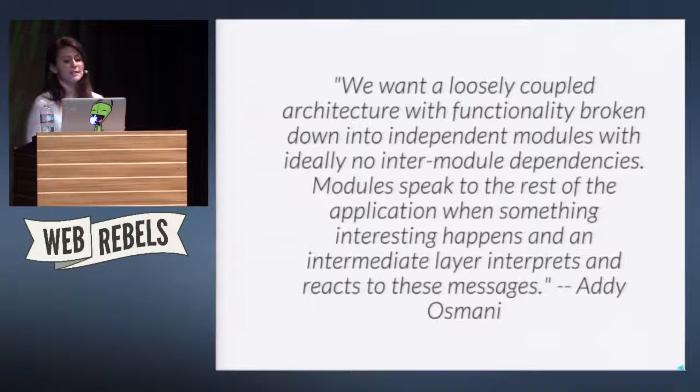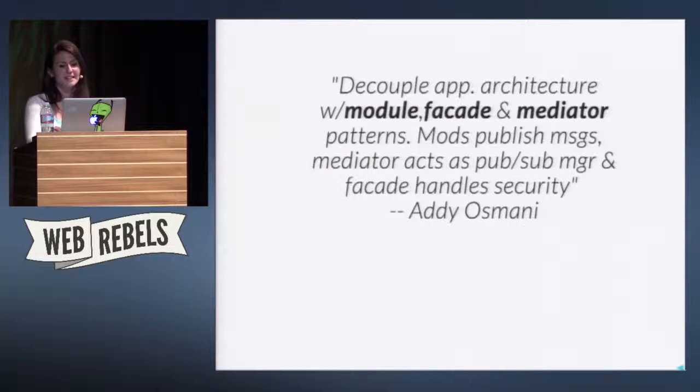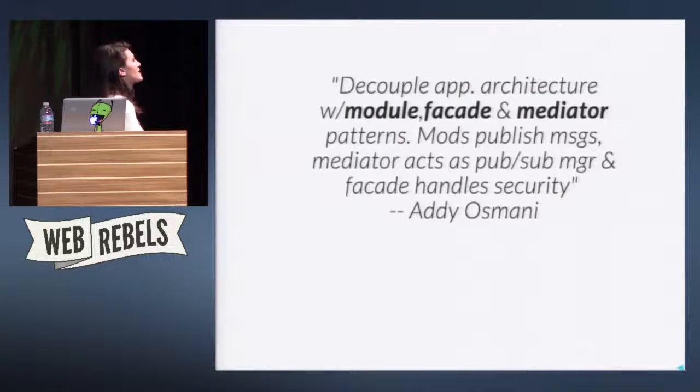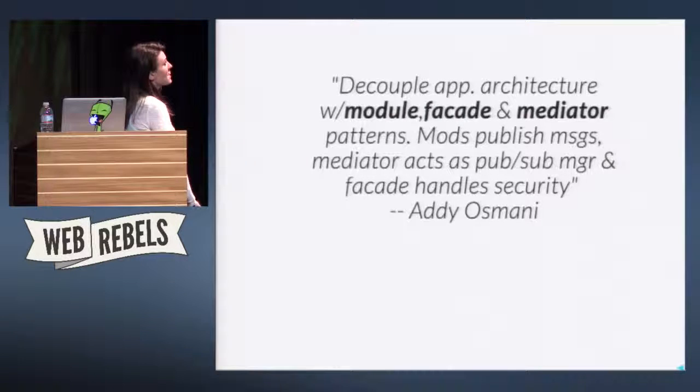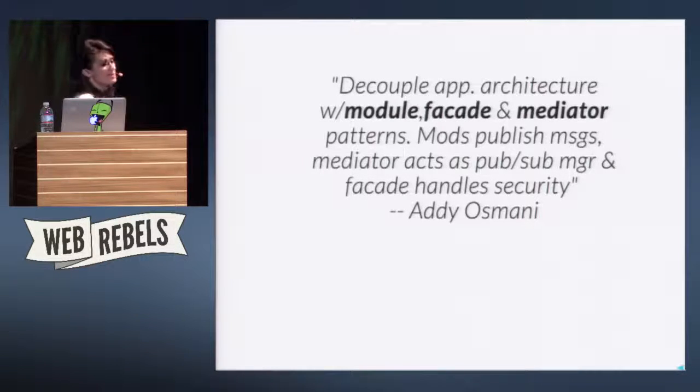Modules speak to the rest of the application when something interesting happens, and an intermediate layer interprets and reacts to these messages. And in a less elegant but short, concise explanation: decouple app architecture with module, facade, and mediator patterns. Modules publish messages, the mediator acts as a publish-subscribe manager, and the facade handles security.